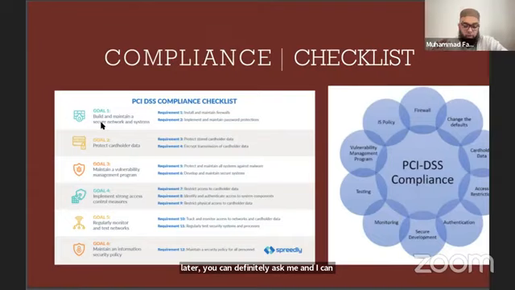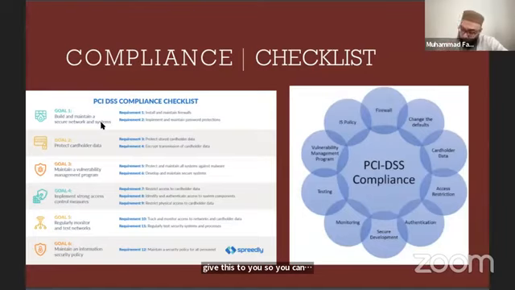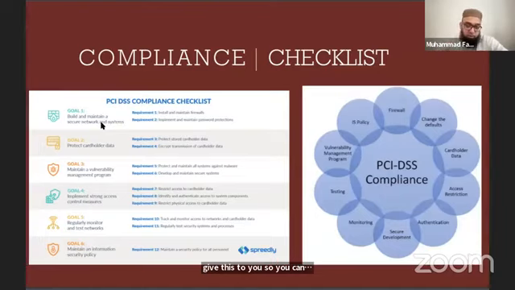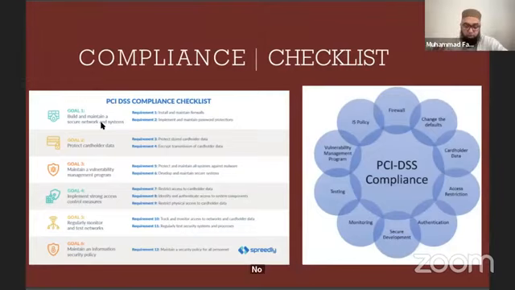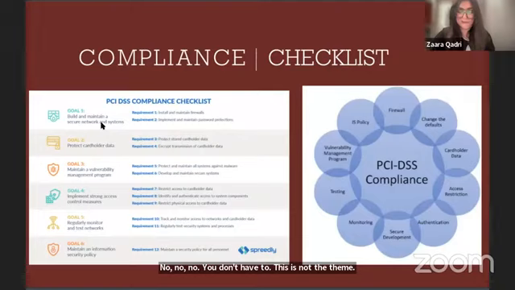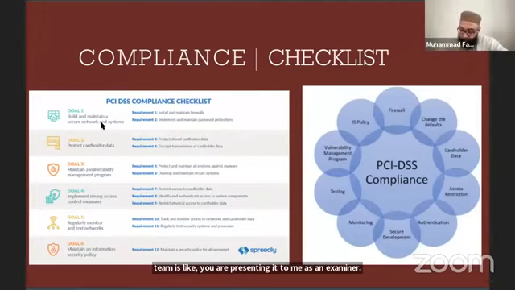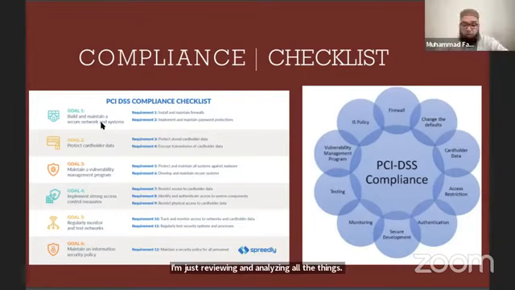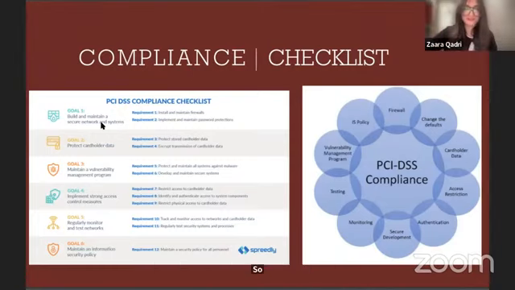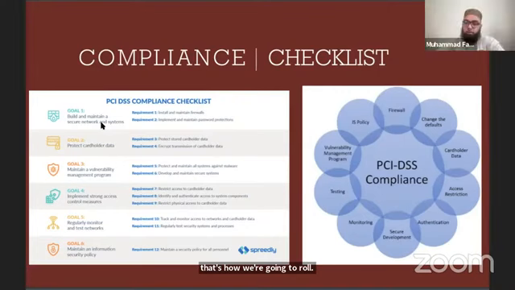The scope of this presentation is that you are presenting to me, and I'm the examiner. I'm just going to go through loads of questions. You don't have to present to the audience. The theme is that you are presenting it to me as an external examiner specifically. I'm just reviewing and analyzing all the things, and then I have loads of questions that I'm going to ask you. That's how we're going to roll. It's done, almost. I would say 3 more minutes. Is that enough time? Yeah. Okay, proceed.